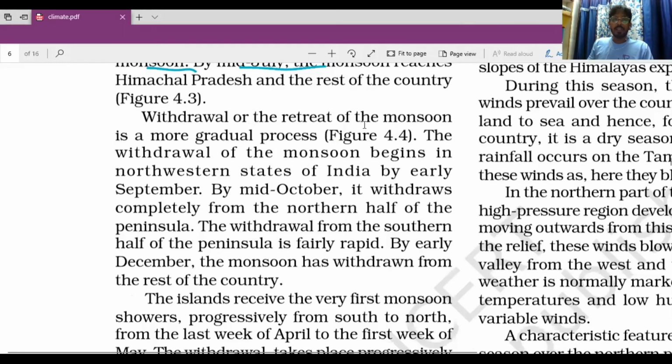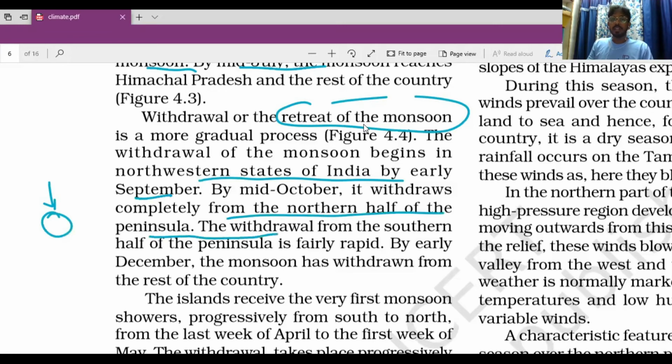Okay, and in September comes the withdrawal, or retreat, of the monsoon. What is the retreat of the monsoon? When the monsoon is going back, it is a more gradual process. The withdrawal begins in the northern states of India by early September, because the sun again starts shifting downwards to its normal position, right? It withdraws completely from the northern half of the peninsula. The withdrawal from the southern half of the peninsula is fairly rapid. By early December, the monsoon has withdrawn from the rest of the country.